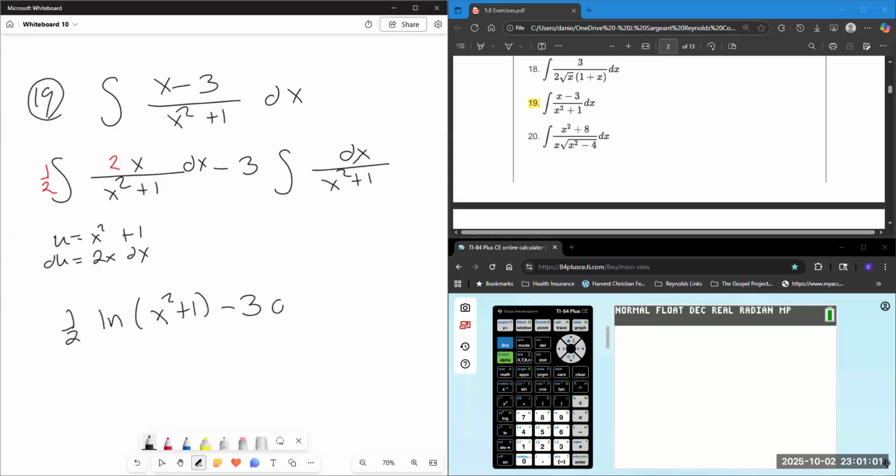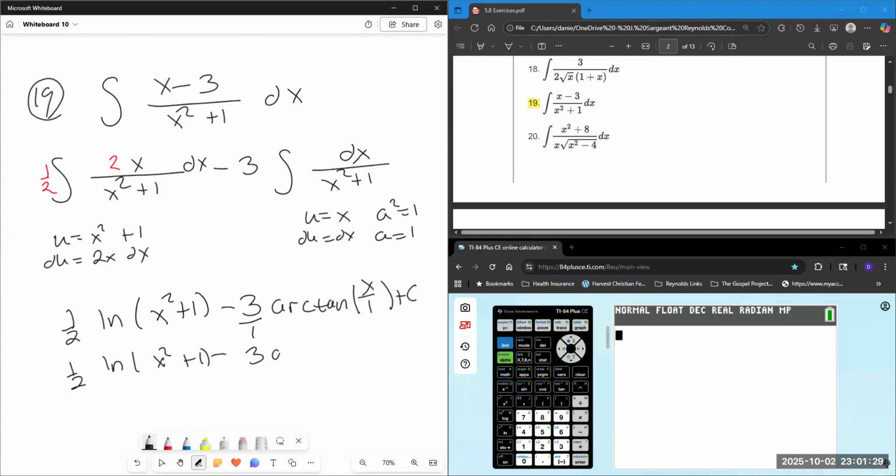This is the basic form of arctangent. Let's define here that my u is x, my du is dx, my a squared is 1, my a is 1. So divided by 1, arctangent of x over 1 plus c is 1/2 ln of x squared plus 1 minus 3 arctangent of x plus c.